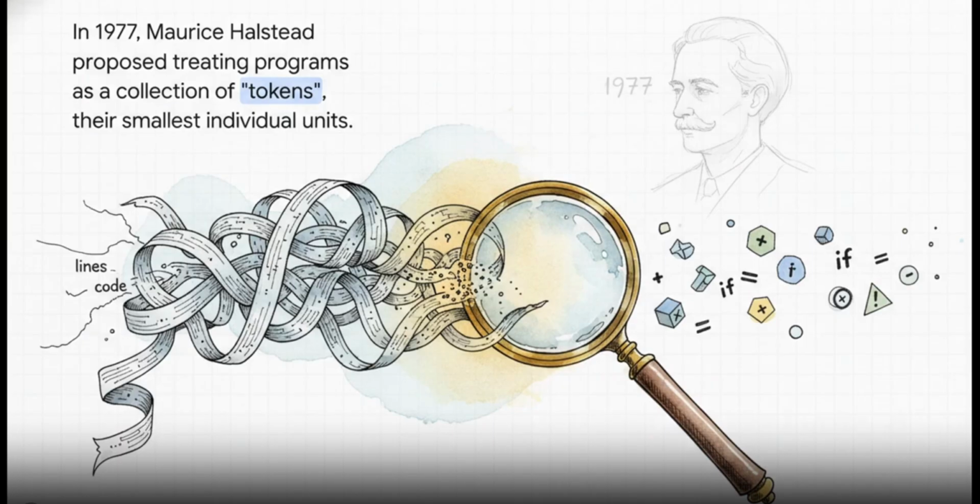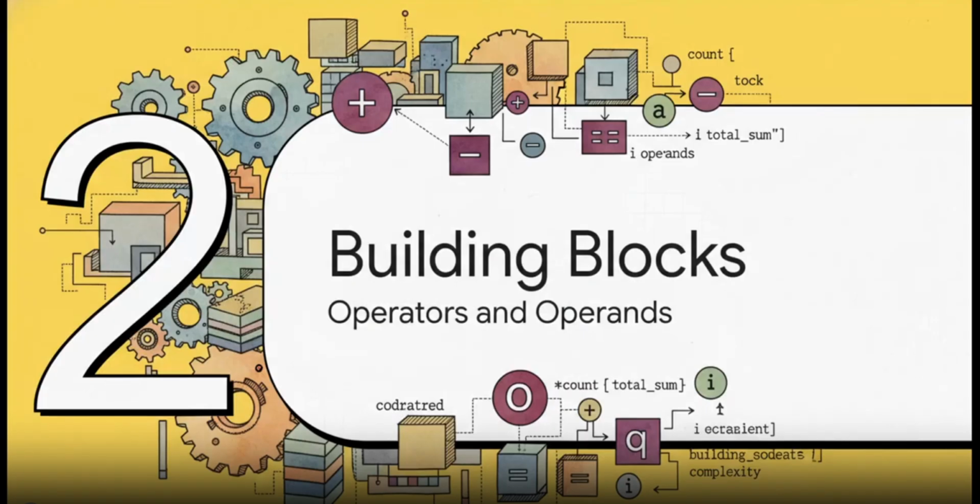And that is exactly where Maurice Halstead came in. Way back in 1977, he had this really fundamental insight. He suggested that instead of looking at lines, we should think of a program as just a collection of its smallest parts, which he called tokens. And that one seemingly simple shift in perspective, it's the key to this whole system. Okay, so if a program is just a collection of tokens, what exactly are these things? Well, Halstead boiled everything down to just two fundamental categories.